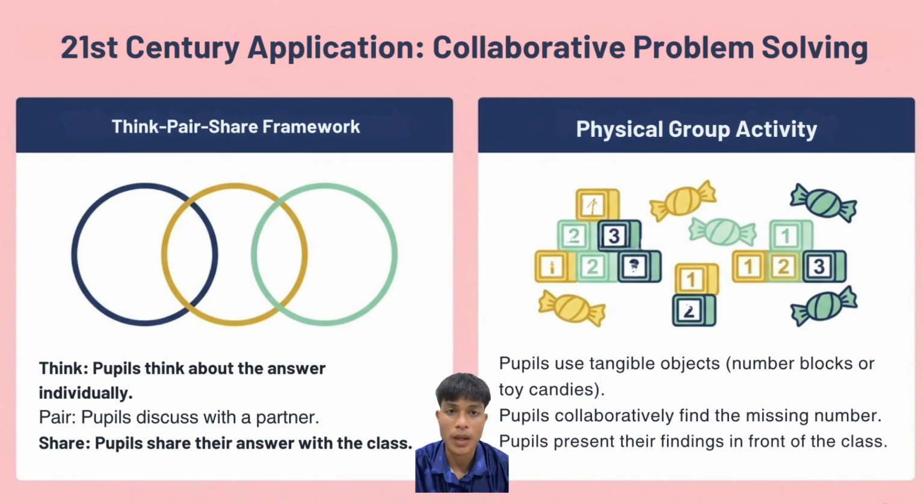Besides that, pupils can also use physical objects such as number blocks or toy candies. Using physical objects makes learning more active and enjoyable. Pupils can touch, count, and move the objects while solving the problem. This makes the lesson more interesting and easier to understand.